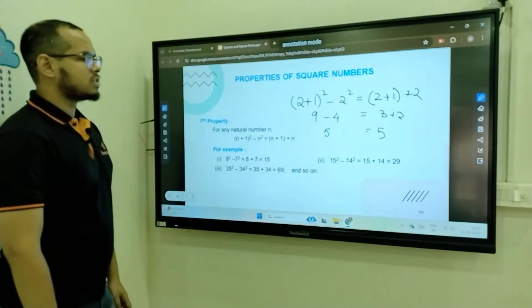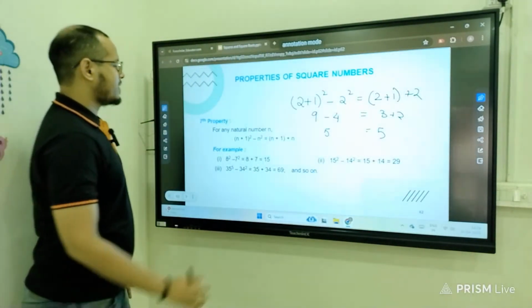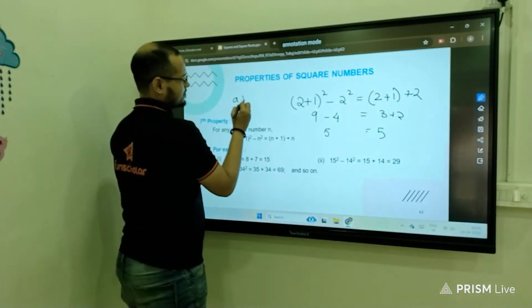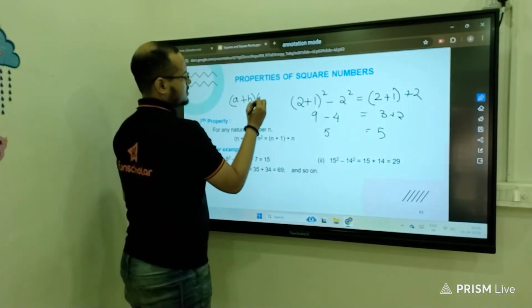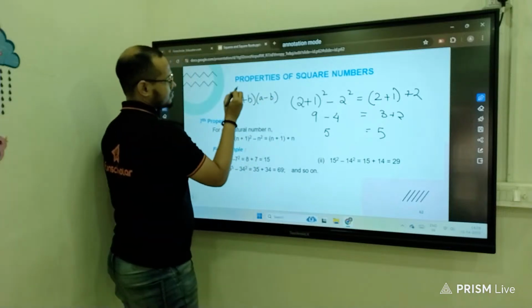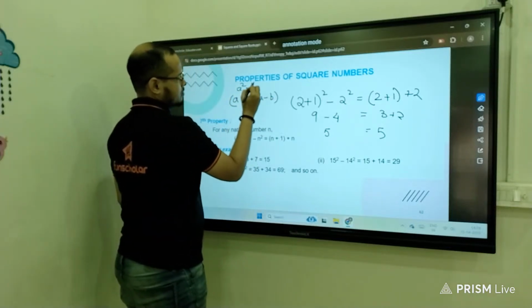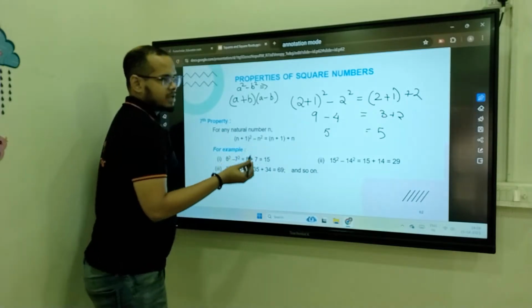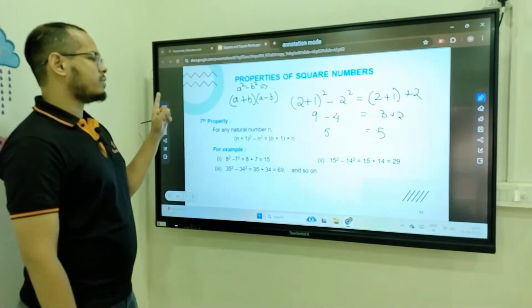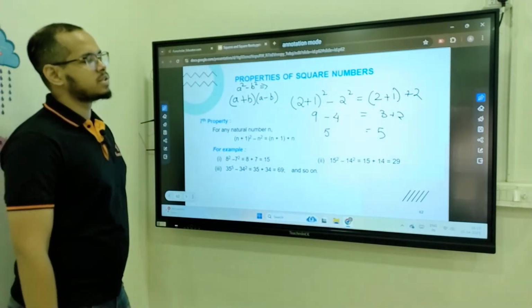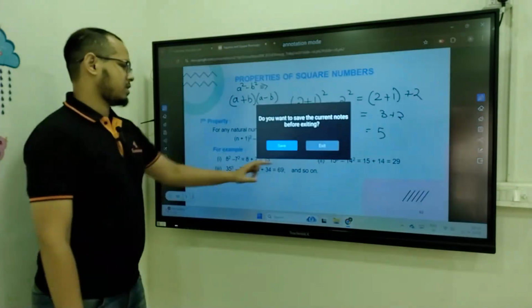Okay, this is nothing but (a plus b)(a minus b), which is a square minus b square. Nothing else but this, which I think you have already done in algebra, but it's the same thing.